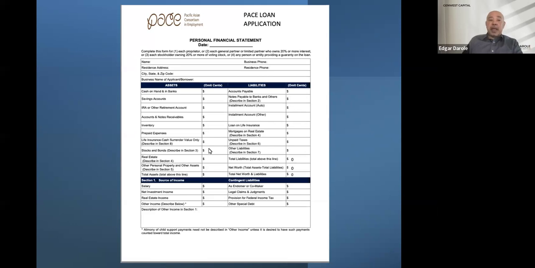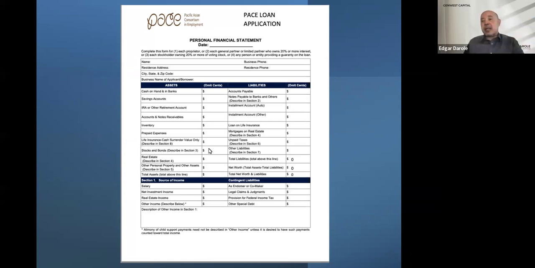So if you buy it for $100,000, you don't put $100,000 in this particular section. You put $65,000 because that's the depreciated value of your car or your truck. And then you just total your assets. You just slide over to the liabilities, your accounts payables, your notes payables.